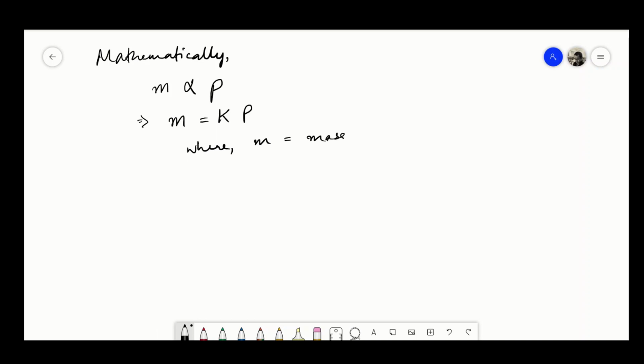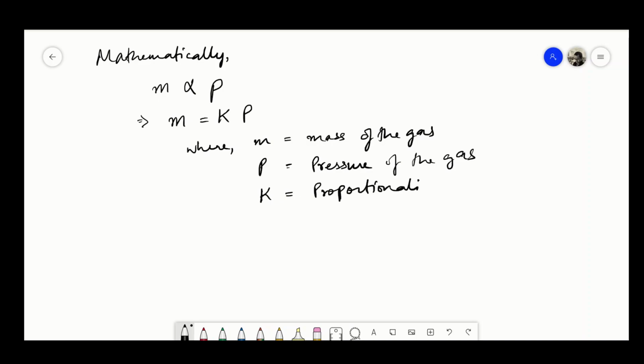Here, M is the mass of the dissolved gas, P is the pressure of the gas, and K is the constant of proportionality whose value depends on the nature of the gas, the solvent, and the temperature. Henry's law can also be stated as: the solubility of a gas in a liquid at a particular temperature is directly proportional to the pressure of the gas in equilibrium with the liquid at that temperature.